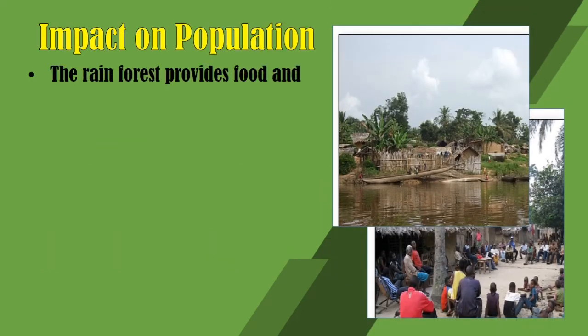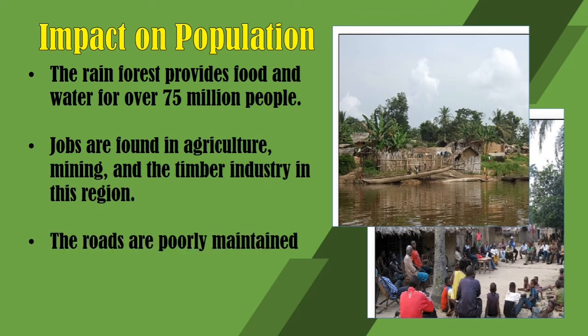Now the question is how the rainforest made an impact on the population. The rainforest provides food and water for over 75 million people. And jobs are found in agriculture, mining, and the timber industry in this region. All of these things have led to deforestation of the rainforest. And the roads are poorly maintained, so traveling is difficult in this area. So that would be for the population in Africa.